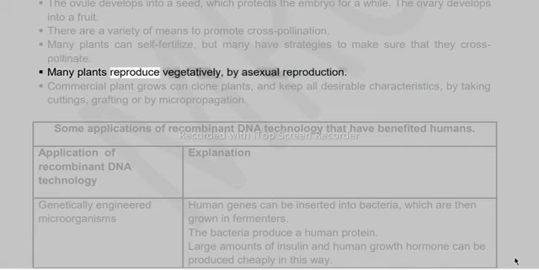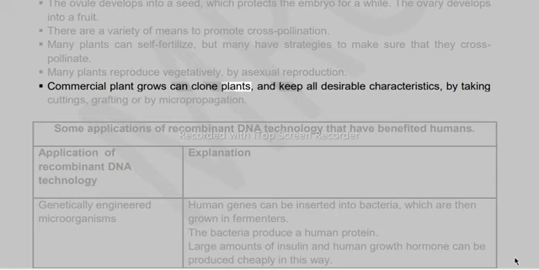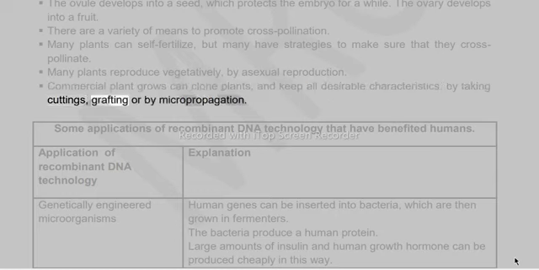Many plants reproduce vegetatively, by asexual reproduction. Commercial plant growers can clone plants, and keep all desirable characteristics, by taking cuttings, grafting, or by micropropagation.